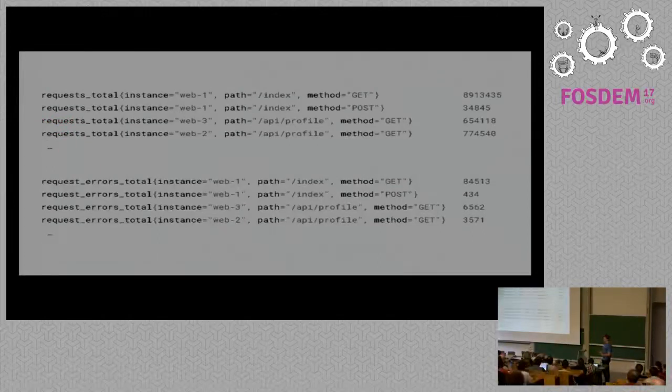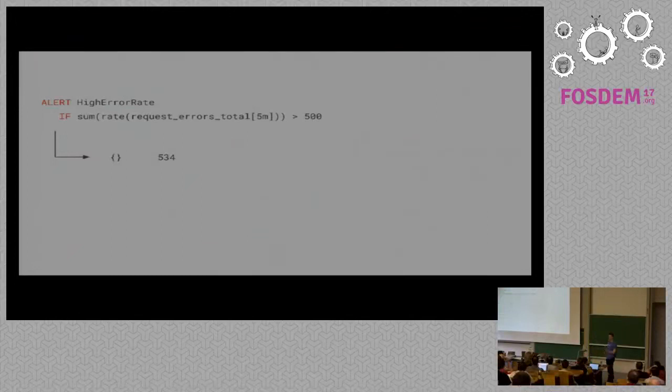So now 2 more complex examples. We have a metric request total, and that's just a counter which is incremented for every request the application receives. And it's split out by the request path, by the instance obviously, and by the request method. And in the same way we have a counter for errors for these requests, which is split out by the same path. So in the end, request errors divided by request total will give you the percentage of errors you currently are seeing.